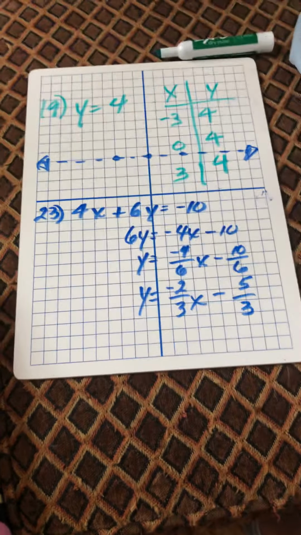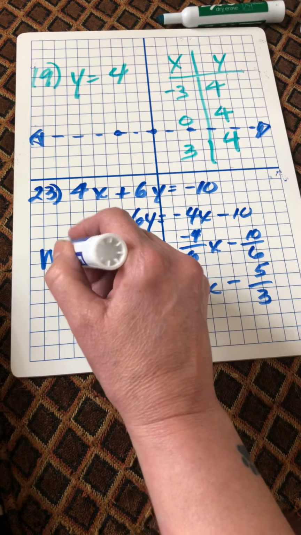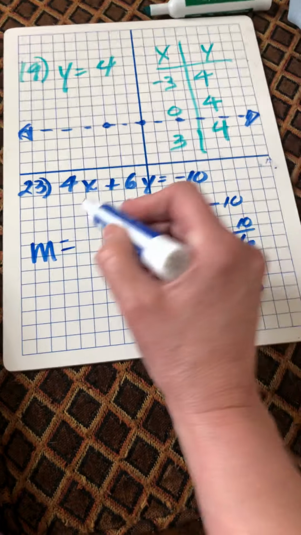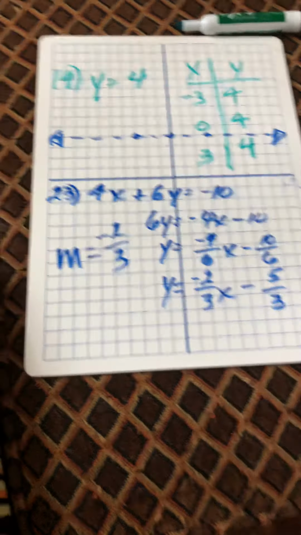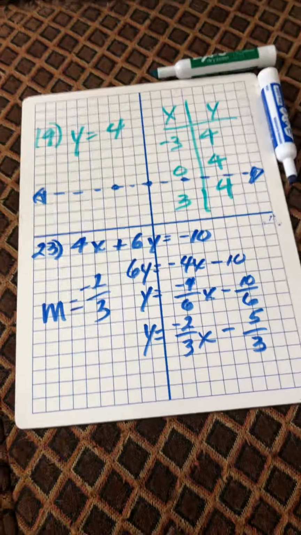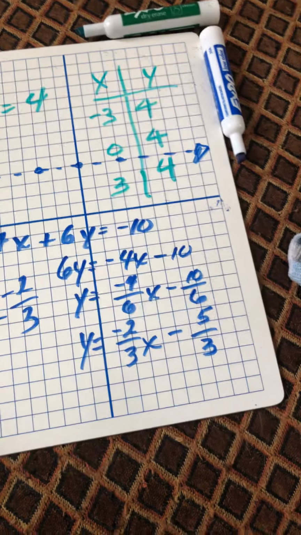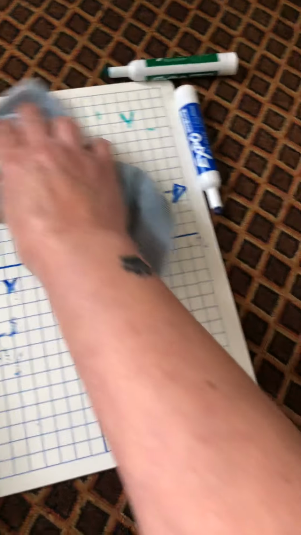Now, for reasons that don't seem to be clear to too many people, slope is m. It's probably Latin for something. Although I have Googled it and no one seems to know, which I think is funny. All right, there's 23. Now, let's go to 25.